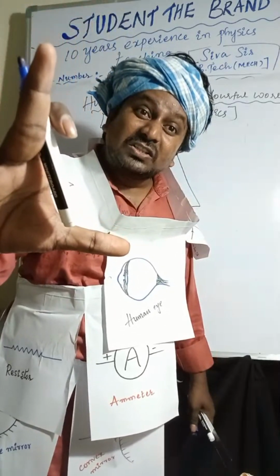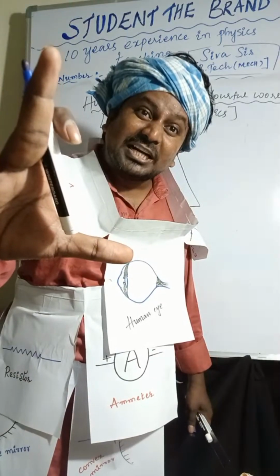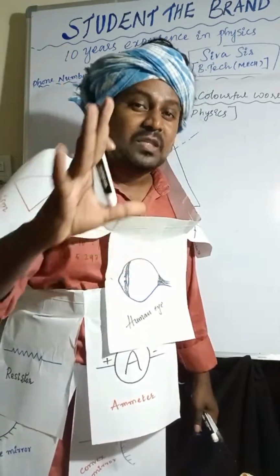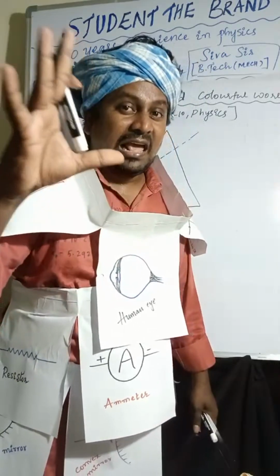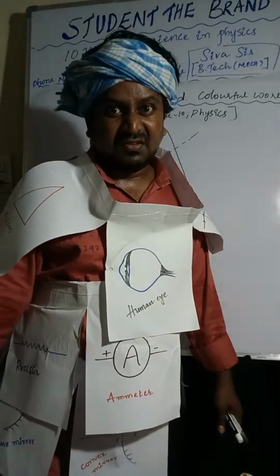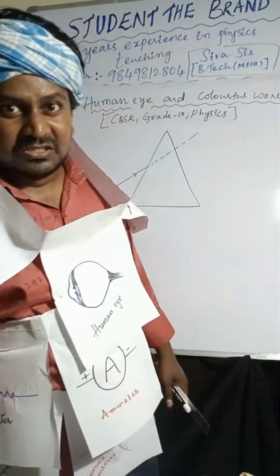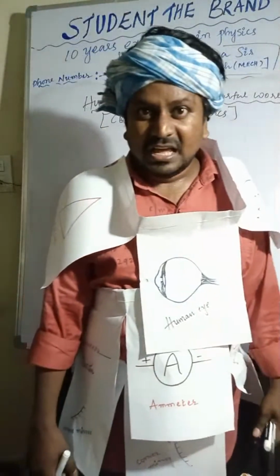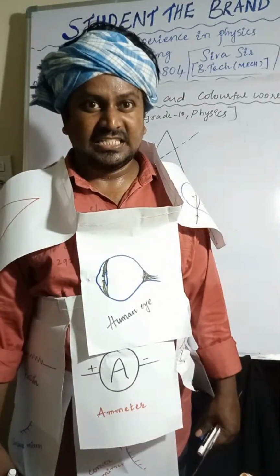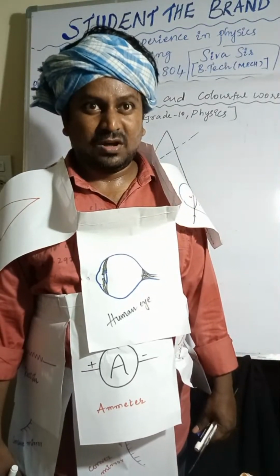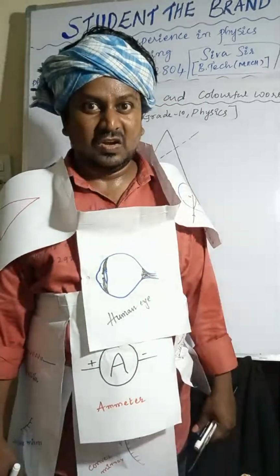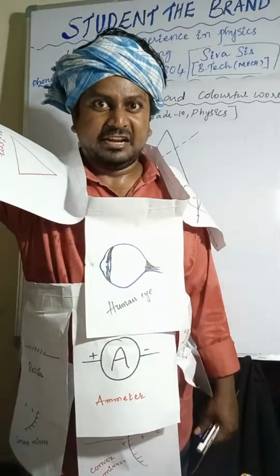What are those? Violet, indigo, blue, green, yellow, orange, red. What are the seven colors forming on the screen? Violet, indigo, blue, green, yellow, orange, red.